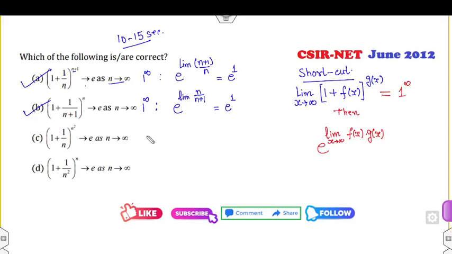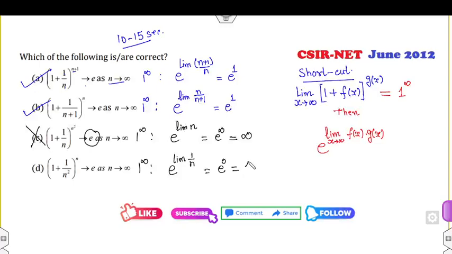Again, you can see it's a 1 raised to the power infinity form. So your answer will be e raised to the power limit of f(x) times g(x), that is n by something. That comes to be e raised to the power infinity, which is infinity. That is not correct. Look at the last one. Again, this is the form of 1 raised to the power infinity, e raised to the power limit of f(x) times g(x). So when you take n approaches infinity, it is 0. e to the 0 is 1. So the right answer of this problem is that A and B are the correct answers.